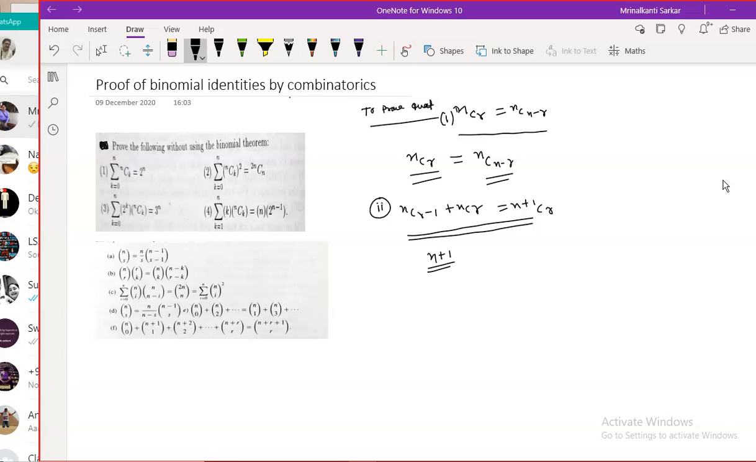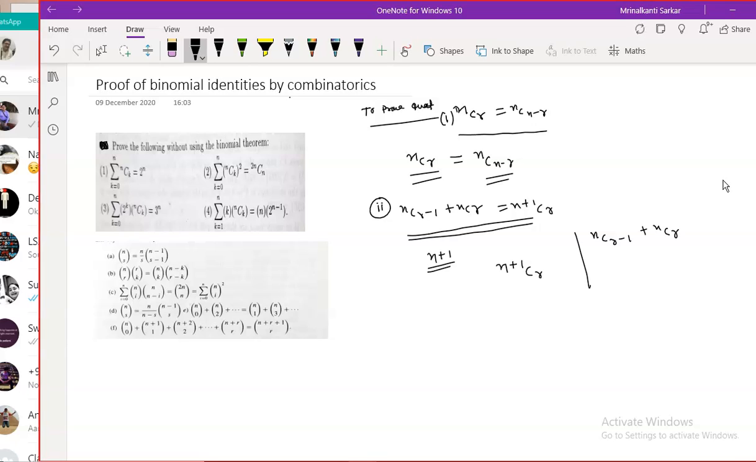Out of these n plus 1 people, r people are selected. Then you will say that I have learned this formula in my school, so I can say that it is (n plus 1)Cr. This is equal to selecting r people from n plus 1. Now somebody says that no, it is not (n plus 1)Cr. It is in fact nC(r minus 1) plus nCr.